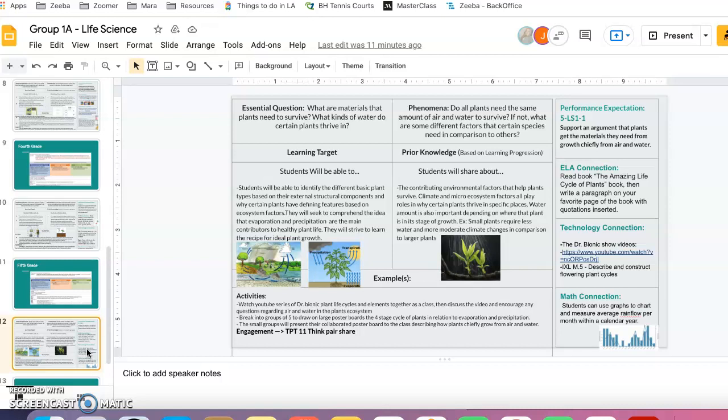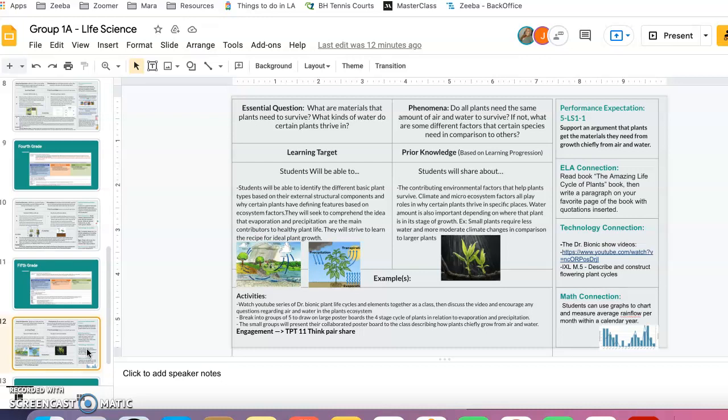So an essential question: what are materials that plants need to survive? What kinds of water do certain plants thrive in? For example, some plants require more water, some plants require less water, just based on the environment and the actual structure of the plant. Phenomenon: do all plants need the same amount of air and water to survive? If not, what are some different factors that certain species need in comparison to others?